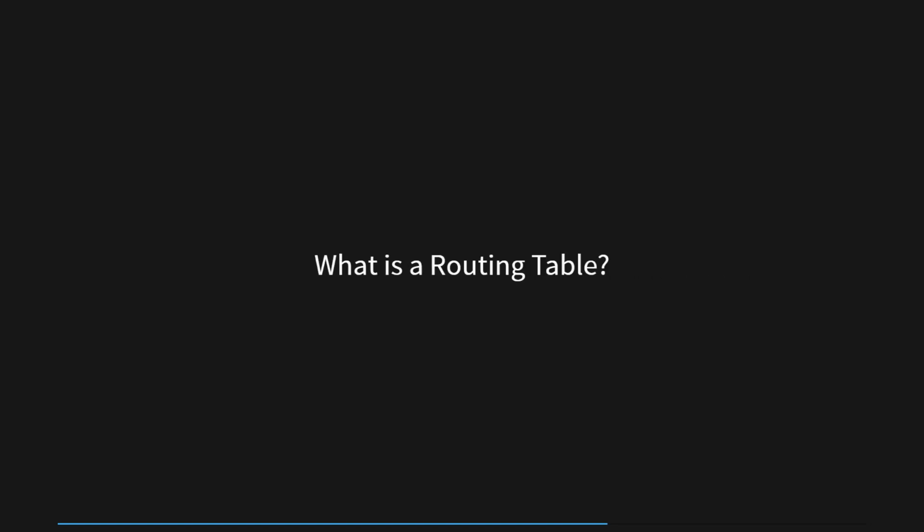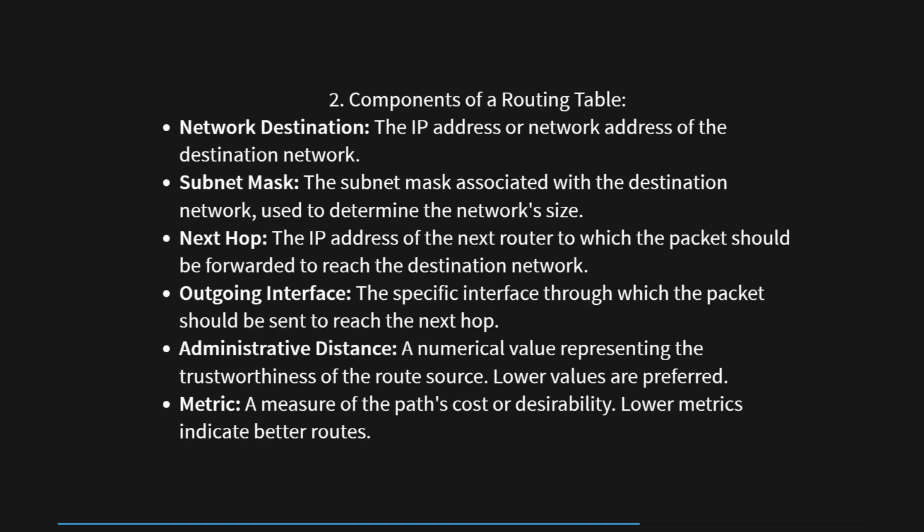Imagine the routing table as a roadmap for routers. It is a data structure stored in a router's memory that contains information about various networks and the paths to reach them. When a router receives a data packet, it consults its routing table to determine the best path, next hop, to forward the packet toward its destination. A routing table is a crucial component in networking, used by routers to determine the best path for forwarding data packets. It contains several key components that aid in this process.